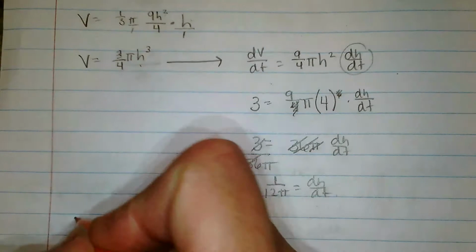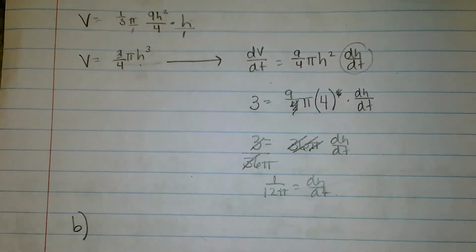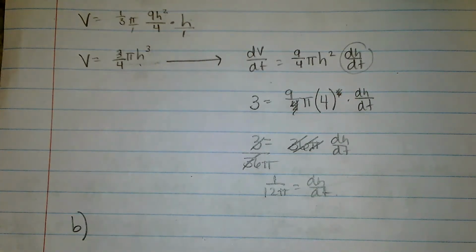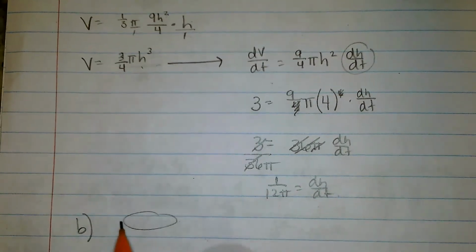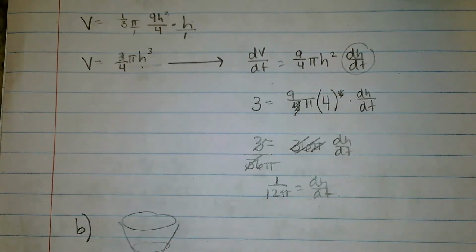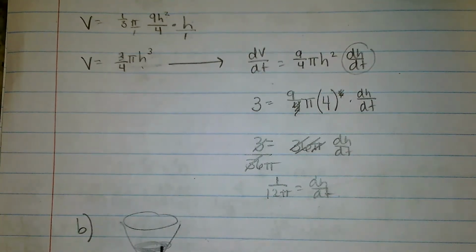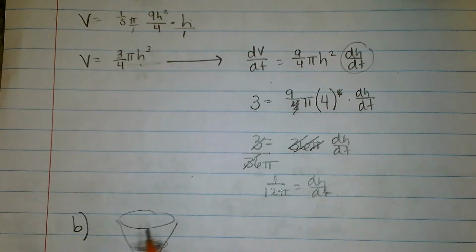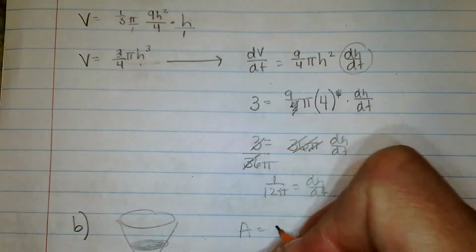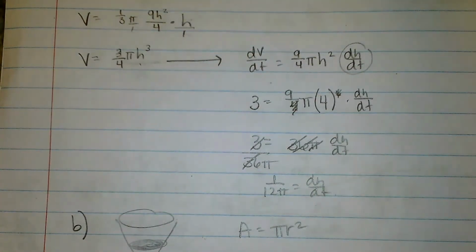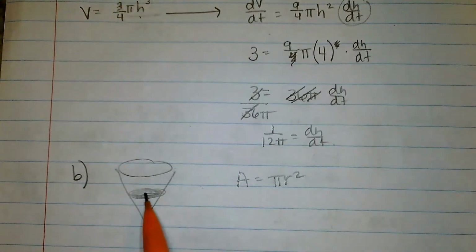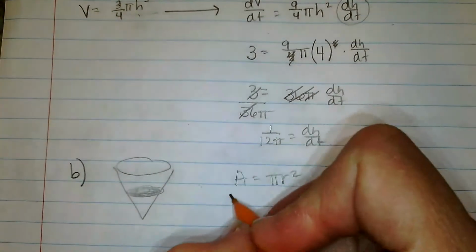So when we jump to part B, we talk about the rate of increase of the exposed surface area of the water. So I'm thinking that is the rate of increase of this area right here. That's just the area formula, pi r squared. So if we want the rate of increase of that surface area, we want to differentiate this.